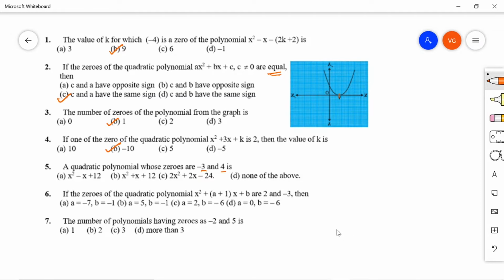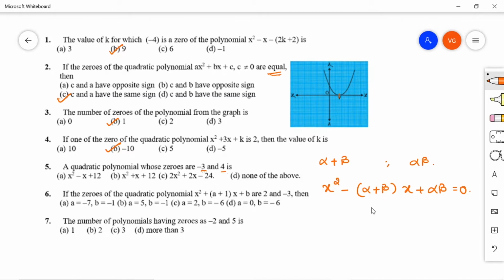Question number 5. The quadratic polynomial whose zeros are minus 3 and 4 is. So we have a formula that if you know the sum of the roots and the product of the roots, then the quadratic equation can be expressed as x square minus (sum of the roots) multiplied by x plus product of the roots is equal to 0.